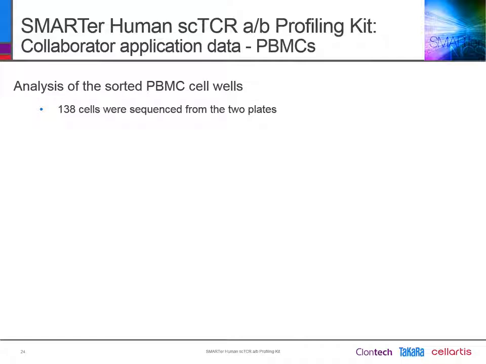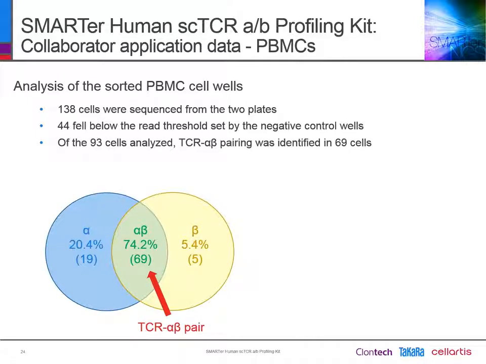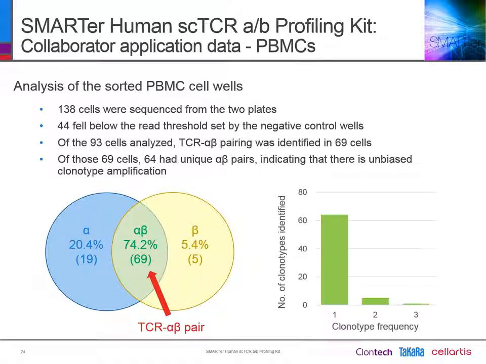When we analyzed the PBMC cell wells, we looked at 138 cells across the 2 plates. 44 of these fell below the read count threshold. So of the 93 cells analyzed, we looked at what TCR alpha-beta pairing we got, and we see it in 69 of the cells. And when we look at the actual clonotypes called, we see that 64 of these are unique alpha-beta sequences, which means that we are really getting unbiased clonotype amplification. This is the sort of data we would expect to see from a PBMC population.